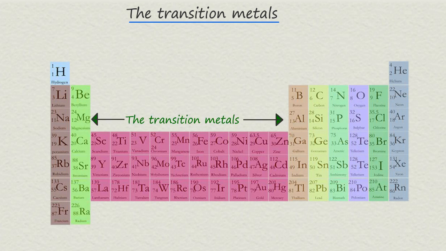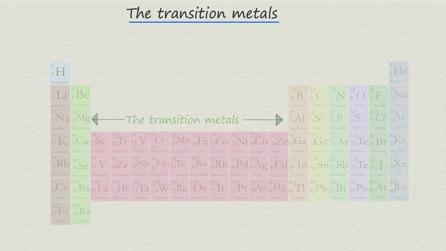The transition metals are found in the middle block of the periodic table. That is the block coloured red in the image shown. The transition metals are typical metals and have the properties that most people associate with a metal.